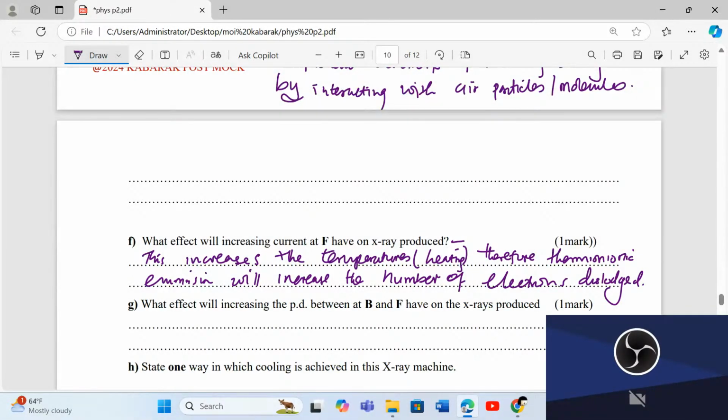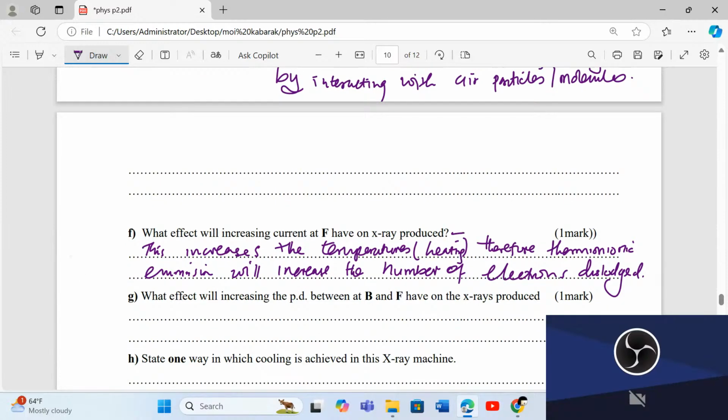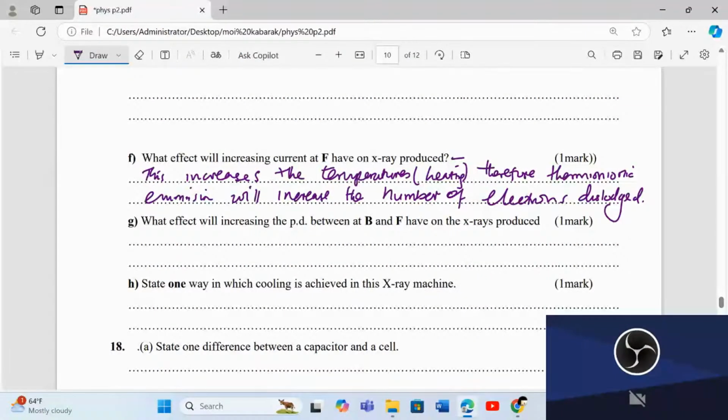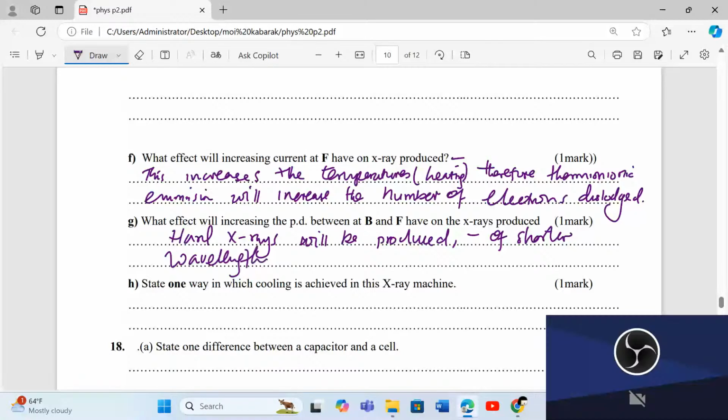Potential difference will affect the quality. So if you increase potential difference, then you're going to produce hard X-rays. So you can say hard X-rays will be produced, and they are of shorter wavelength.